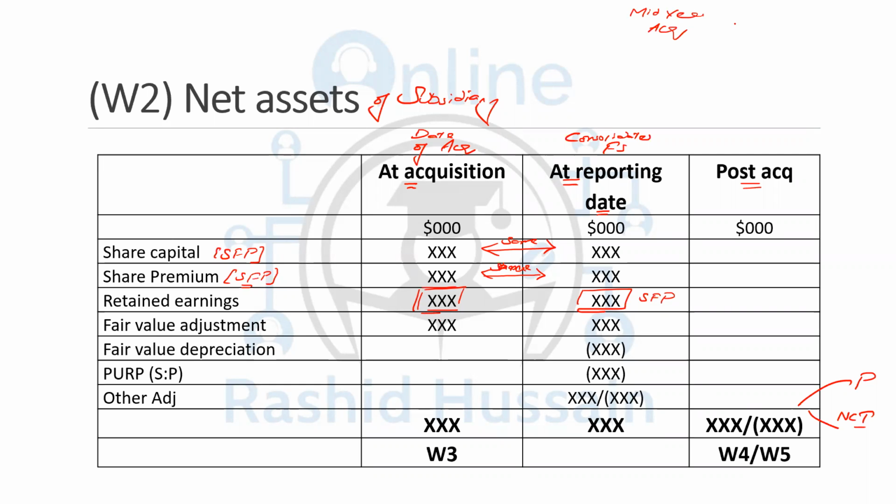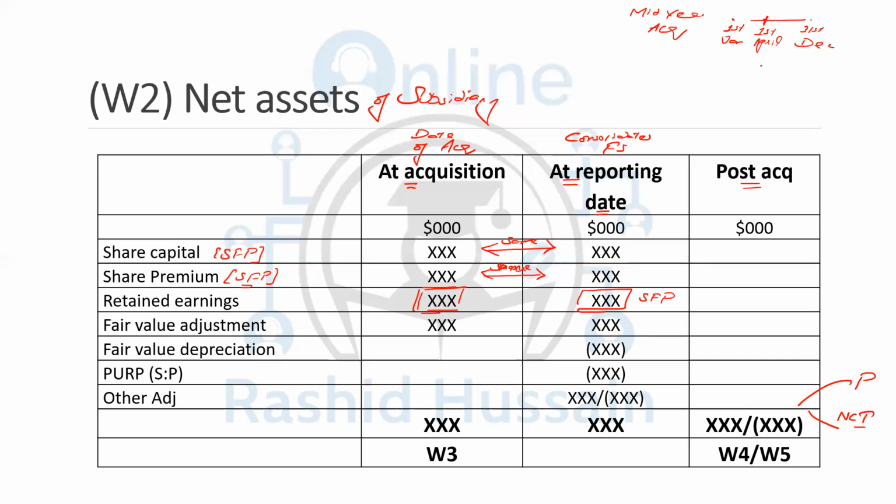Mid-year acquisition. When you have a mid-year acquisition, for example, the year starts on 1st January and ends on 31st December, and you acquire the subsidiary midway through the year, anytime during the year. For example, it can be 1st April, 1st March, 1st June, whatever it is. Let's assume 1st April. Now you acquired the subsidiary on this date, which is 1st April. This is the mid-year acquisition.